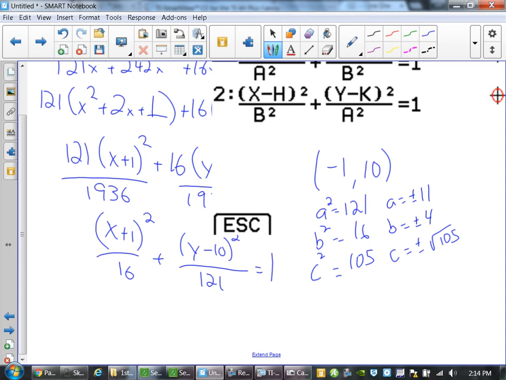Wait, so A and B decide the difference in the distance between. A is the distance from your center to your vertex. B is the co-vertex. C is always the focus. And that's how you just add them and subtract them from the center. Okay.